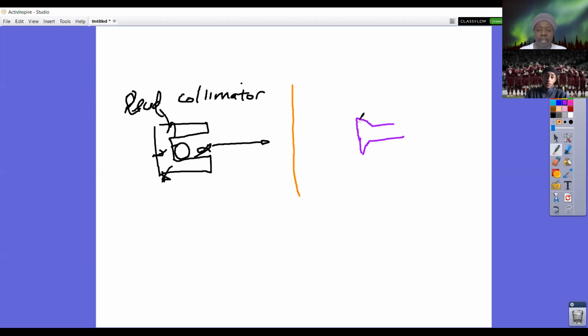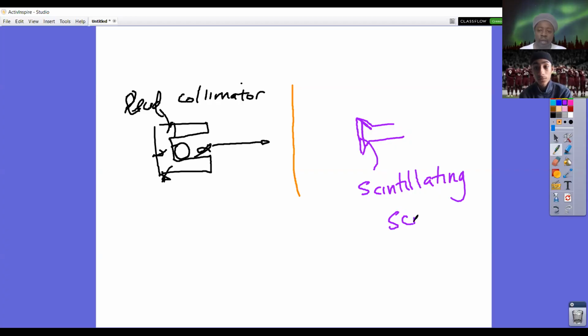Now, this detector is sometimes also known as a scintillating screen, made from zinc sulfide. I'm just going to use the chemistry symbol here. So what happens is that if an alpha particle passes through and hits this scintillator, this screen of zinc sulfide, the zinc sulfide fluoresces, it glows anytime an alpha particle hits it.